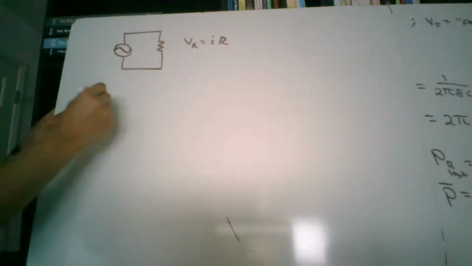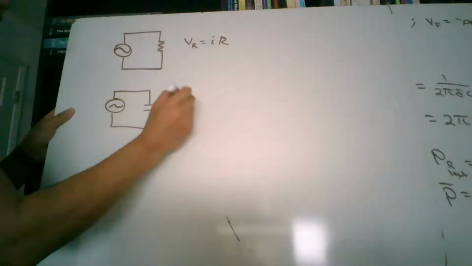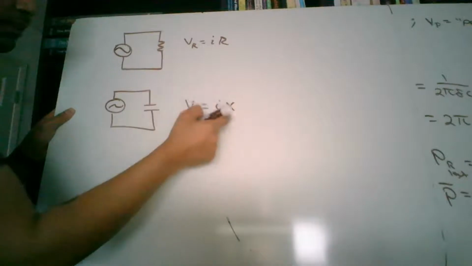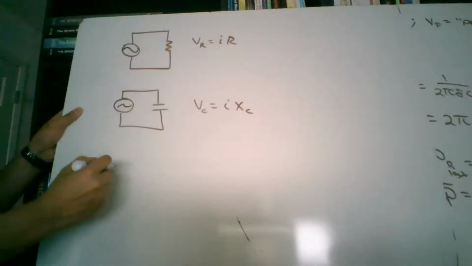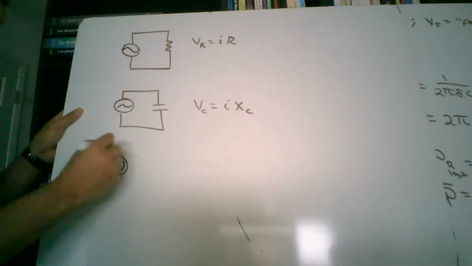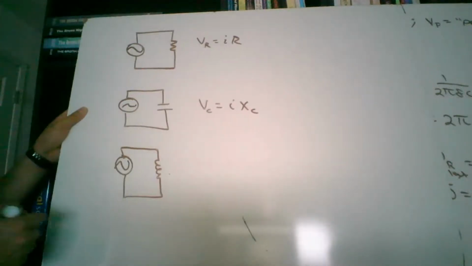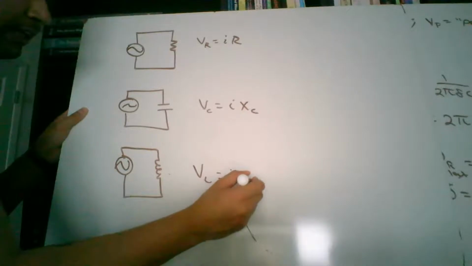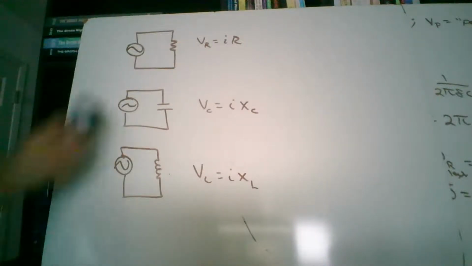So the first scenario is just the resistor. If we just have a resistor connected to an AC supply, we say that the voltage of the resistor is equal to I times R. Okay, that's not so bad. If we do the same thing with a capacitor, then the voltage of the capacitor is going to equal I times the capacitive reactance. And if we did the same thing with an AC voltage connected to an inductor, then the voltage of the inductor is given by I times the inductive reactance, XL. So that's not so bad. But what if we start combining different things? So let's erase this.